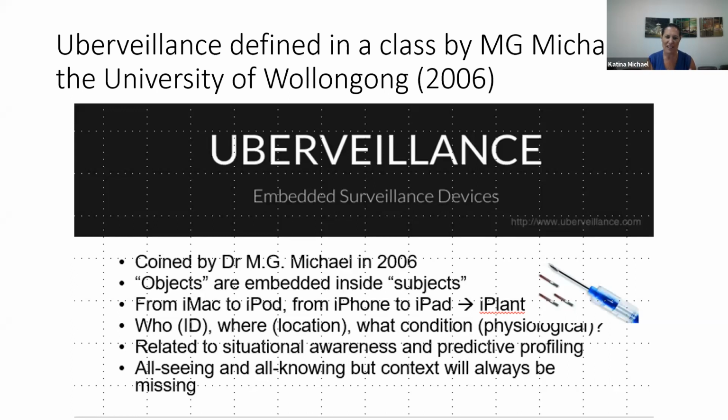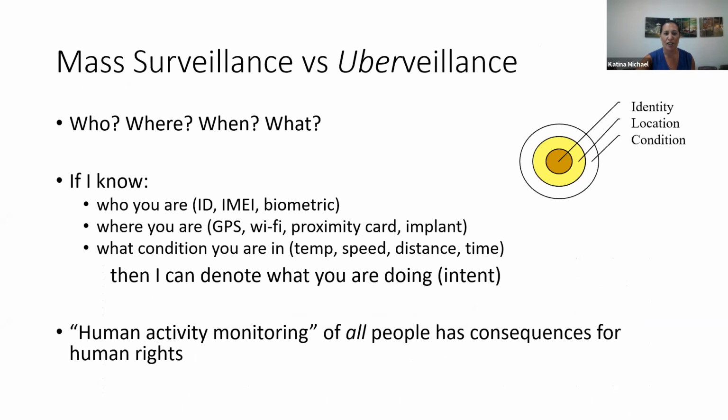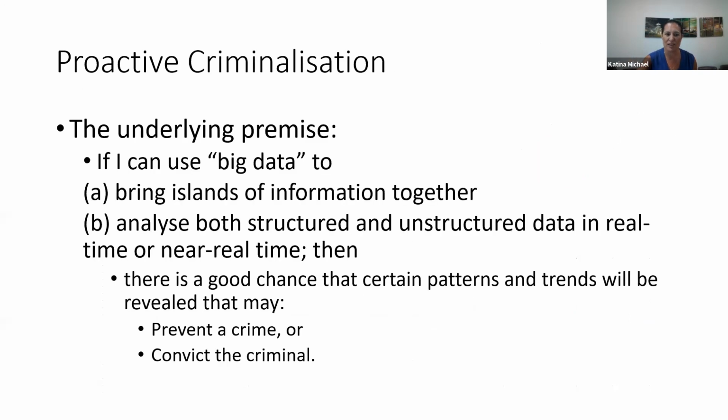So Uberveillance again: identity, location, condition, inferring situational awareness towards predictive profiling. I know who you are, where you are, when and what, a movement away from mass surveillance to Uberveillance, which then starts to question and have consequences for human rights. It's okay in the criminalization space, but hopefully not taken to the point of Minority Report where you have the cogs making preemptive choices about criminality.